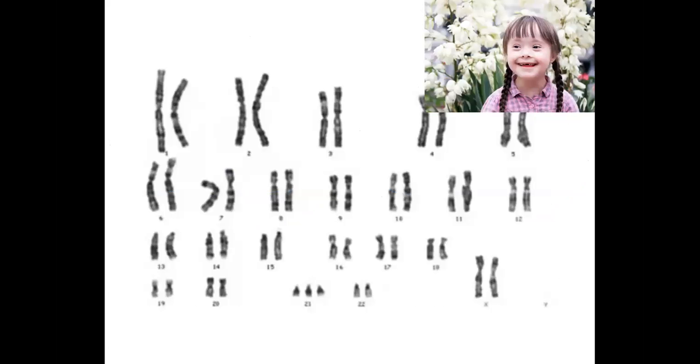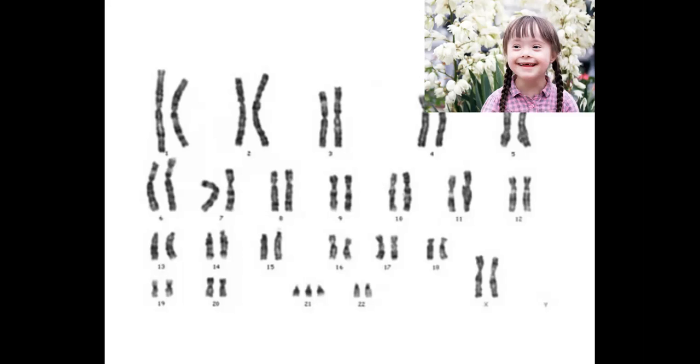So here is a picture of a karyotype. We will talk about these all by themselves, okay? And a karyotype is a picture of our chromosomes. So we have 23 pairs, the 23rd being our sex chromosomes. So this is also what tells us whether we are male or female.